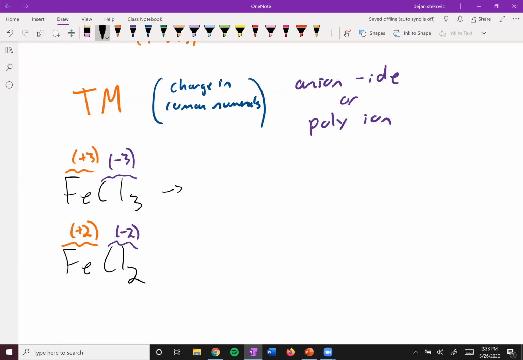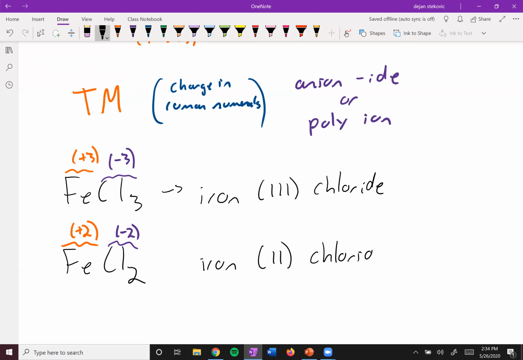So this top one here is iron(III) chloride, whereas this bottom one is going to be iron(II) chloride. So the stuff in the Roman numerals is the charge on the transition metal, not how many of either things there are. So don't get confused by that.